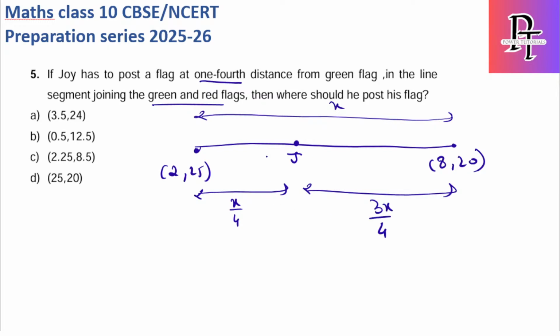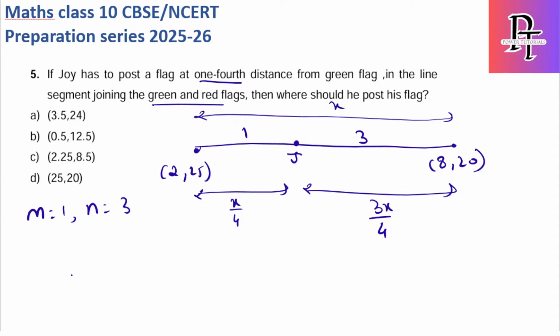So the ratio is dividing in 1:3. If you take 1:4, then the answer will go wrong. So how did I find 1:3? Because if I assume the total distance is x, then from green it is 1/4, so it is x by 4. What is remaining? This is 3x by 4. What is the ratio now? 1:3, since m is equal to 1 and n is equal to 3.